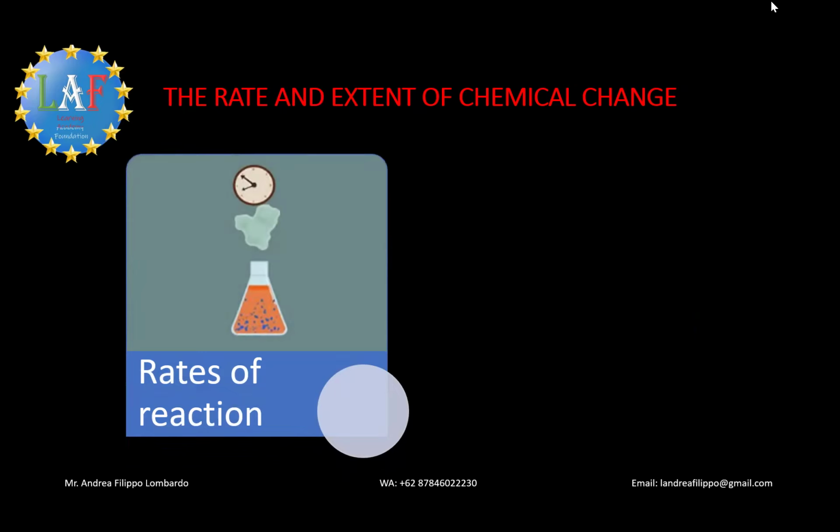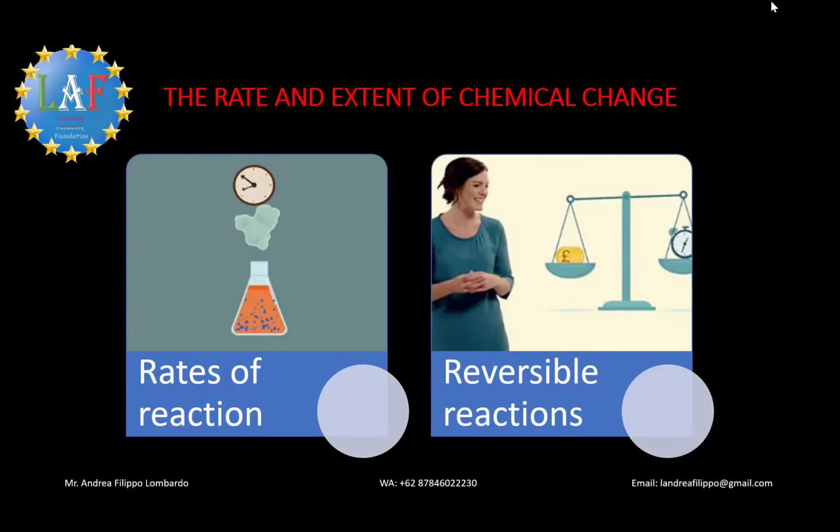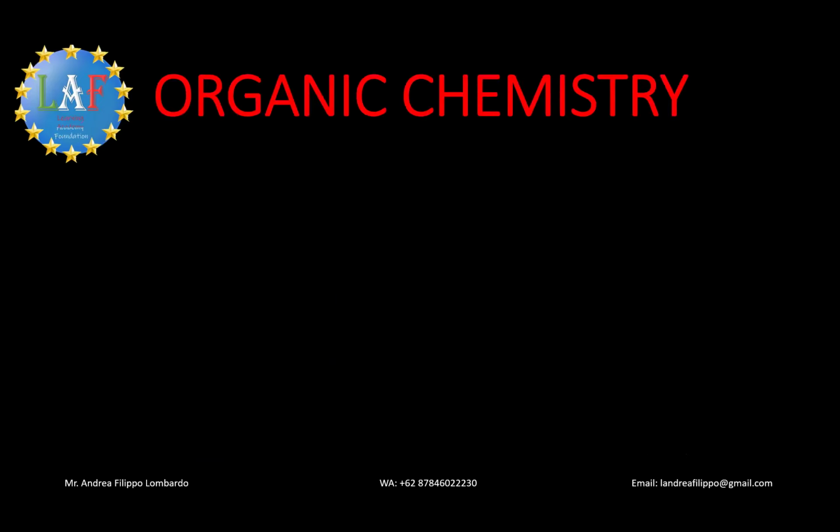The greater the frequency of successful collisions between reactant particles, the greater the reaction rate. Chemical reactions are reversible and may reach a dynamic equilibrium. The position of equilibrium of a reversible reaction can be altered by changing the reaction conditions. The next section will be about organic chemistry.